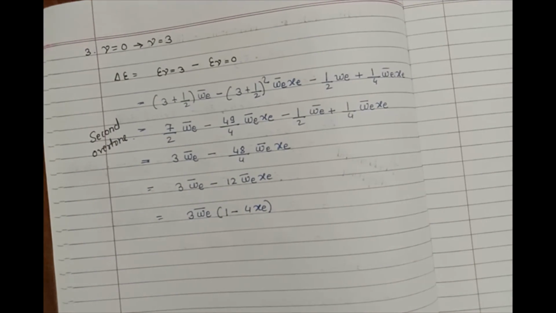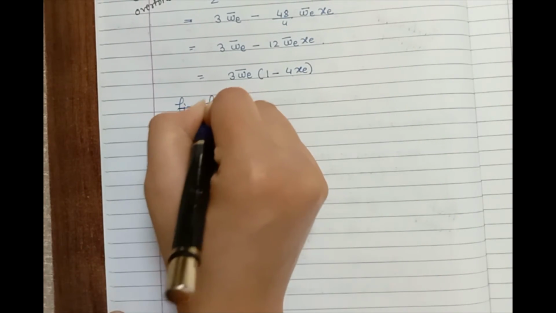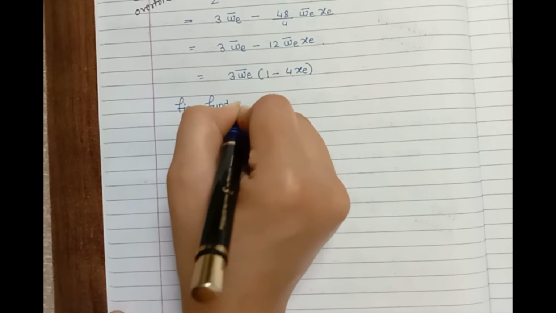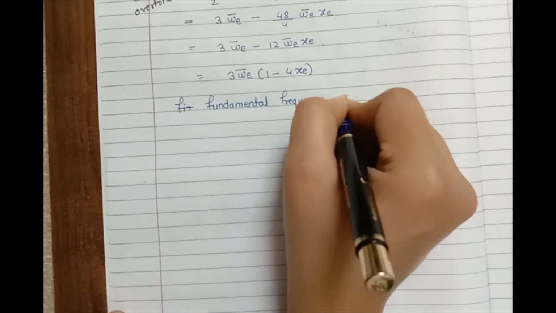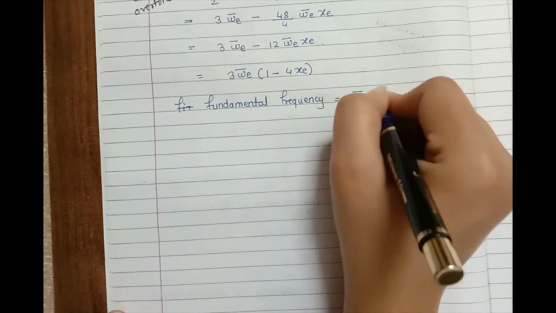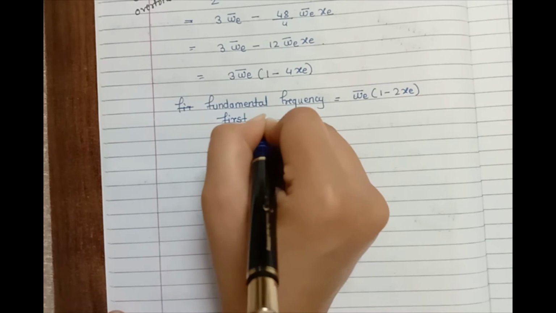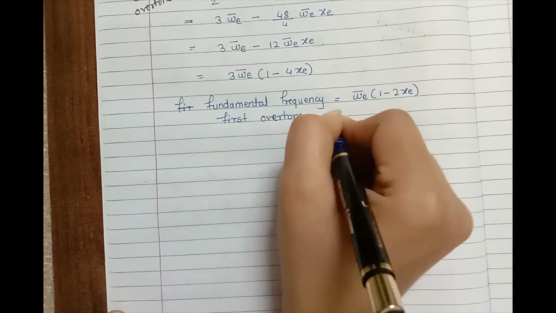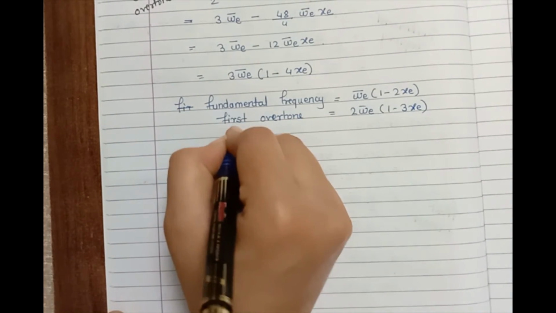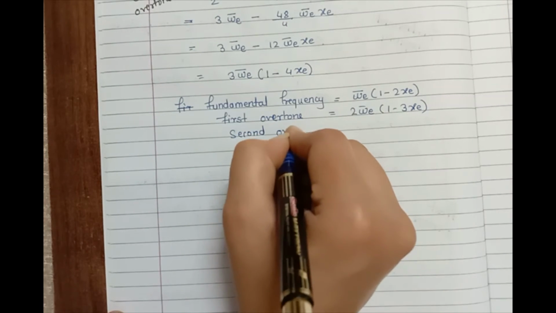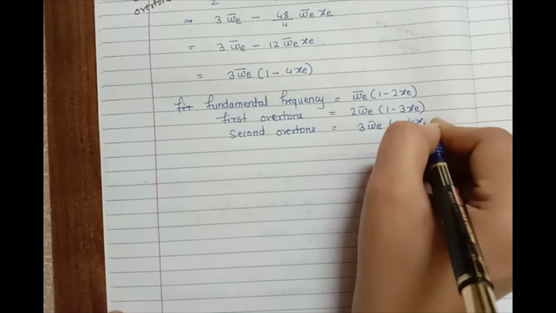So here I will write: the fundamental frequency is equal to ω̄e (1 minus 2 xe). First overtone is equal to 2 ω̄e (1 minus 3 xe), and the second overtone is 3 ω̄e (1 minus 4 xe).